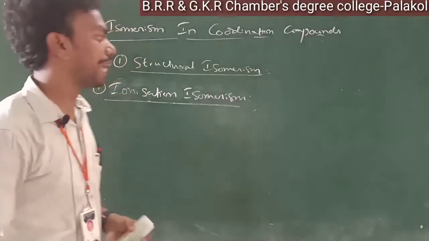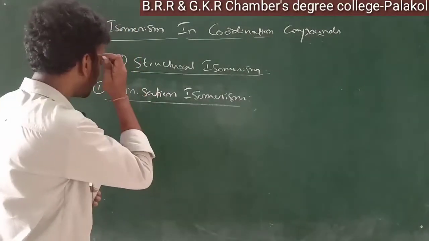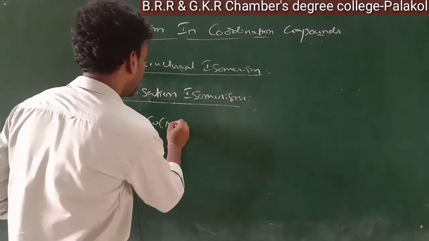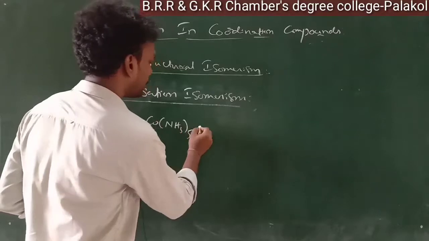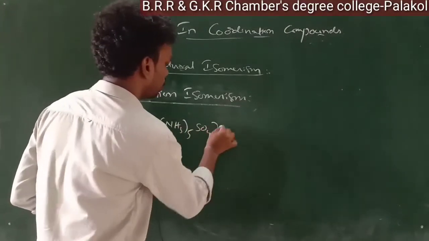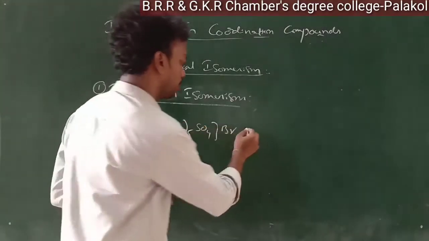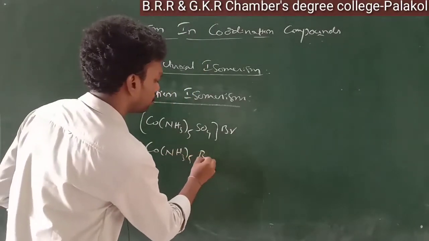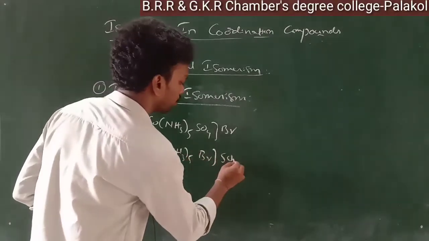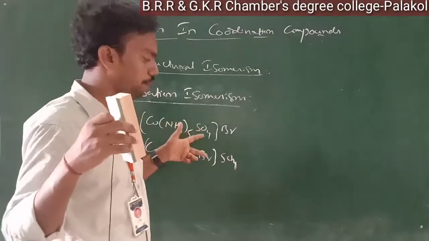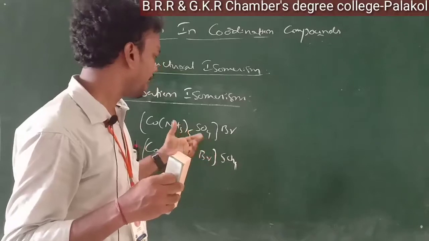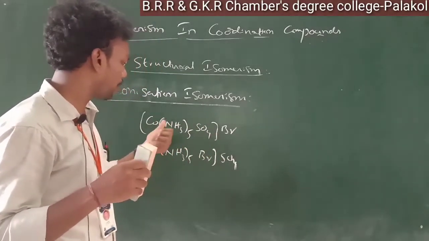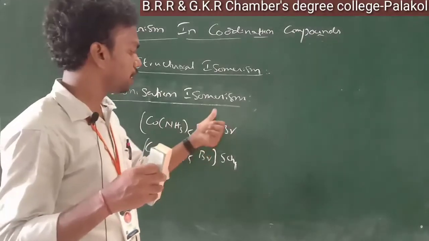Let's understand better with the help of an example. Let's take [Co(NH3)5SO4]Br and [Co(NH3)5Br]SO4. Okay, so these two compounds have the same molecular formula. That is, you are having cobalt, 5 ammonia molecules, 1 sulfate, 1 bromide.